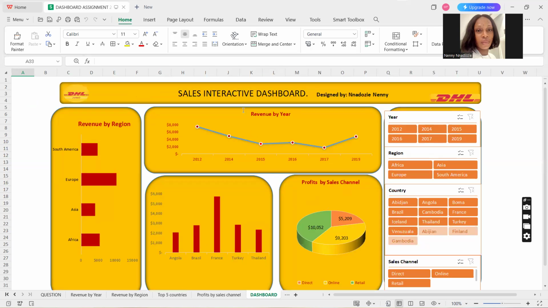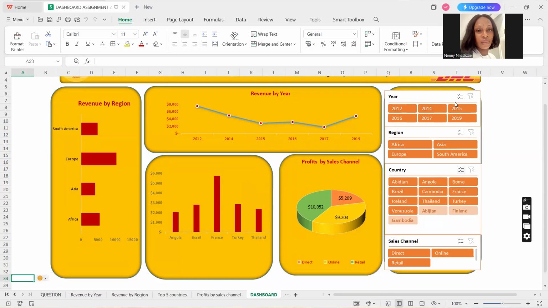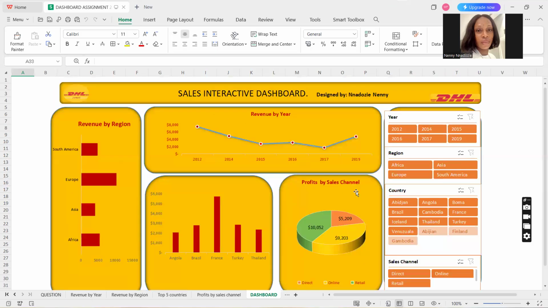This is a sales interactive dashboard. On my right side here is my slicer. So these are the various charts. These charts were put together from the questions we just discussed before we came to the dashboard. This is the slicer on my right side. This slicer reports whatever is happening on this sales interactive dashboard. So let's go see.